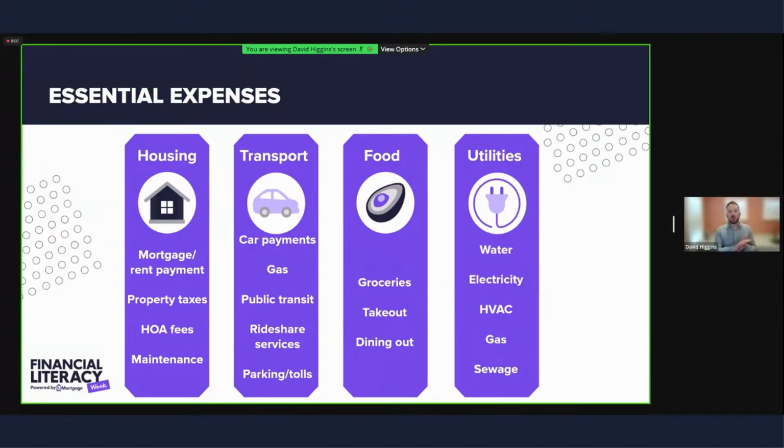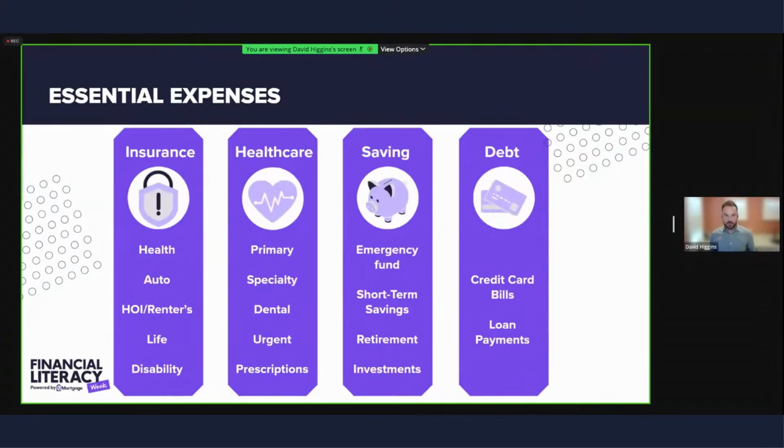You want to look at it over the course of at least 3 months, but really 3 to 6 months is a good amount, just to make sure, okay, what's my average? What am I typically spending in each of these categories? So those are our first 4. Let's look at the next 4.